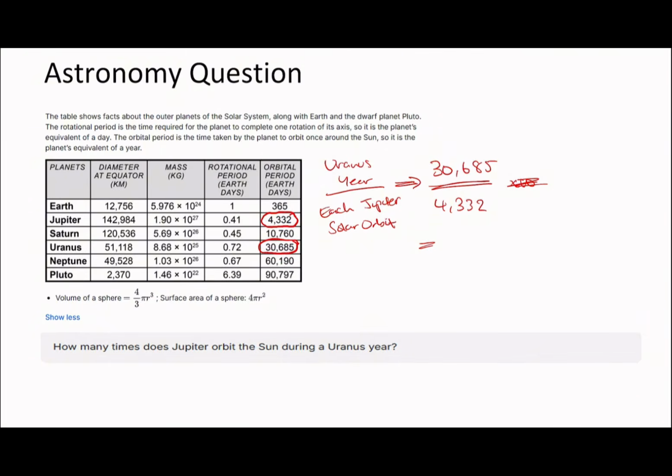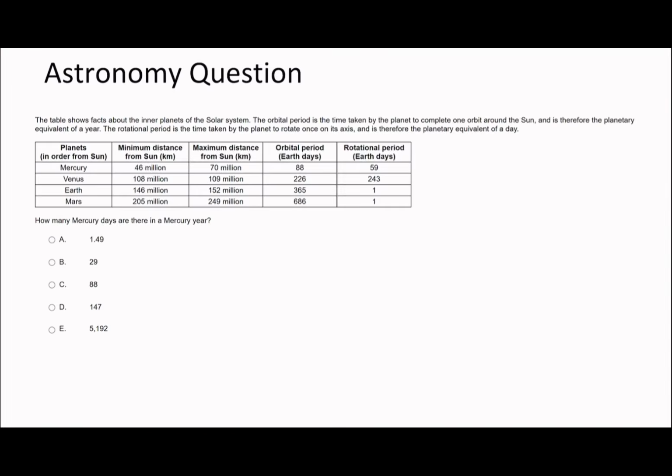Sorry, not times by 100. So 30,685 divided by 4,332 is 7.0833. So 7.08, or 7 orbits. Okay, cool. So let's move on to another question set then.